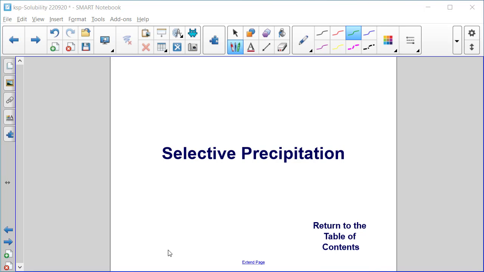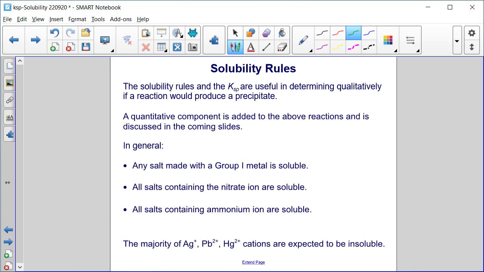Selective precipitation. The solubility rules and the Ksp are useful in determining qualitatively if a reaction would produce a precipitate. A quantitative component is added to the above reactions and is discussed in the coming slides.